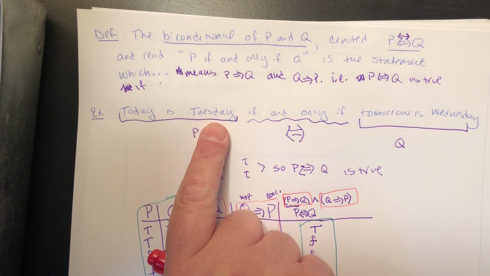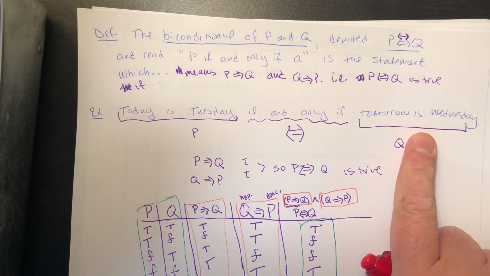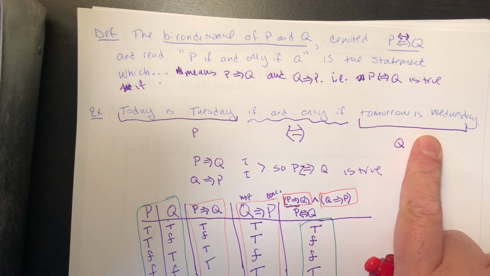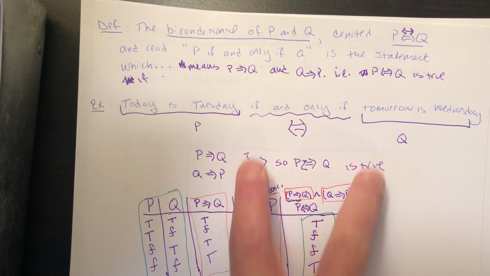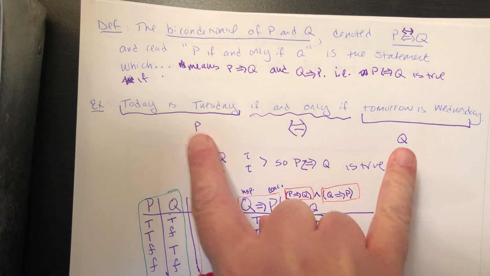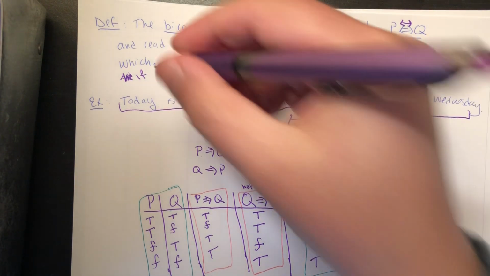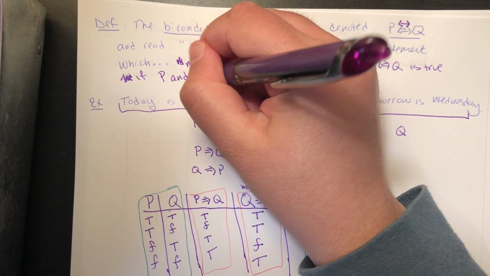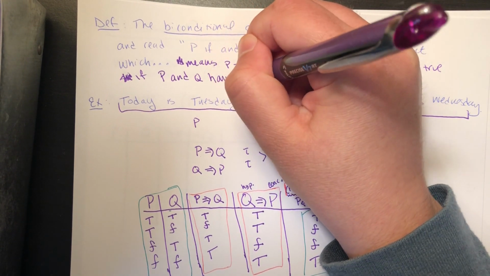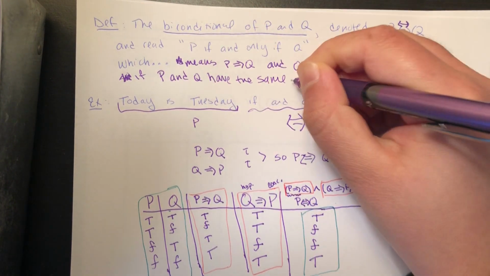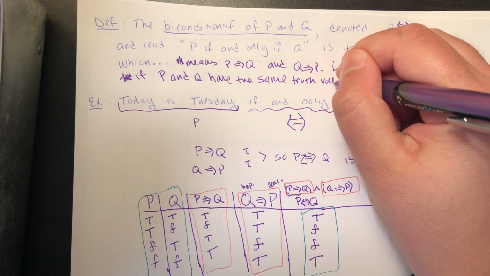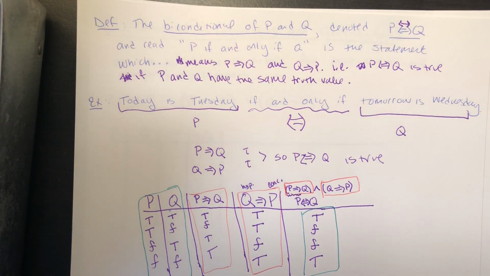today is Tuesday is a false statement. Tomorrow is Wednesday is also a false statement because today is Saturday and tomorrow is Sunday. So this P if and only if Q is true when both parts of it were false. But it's also true when both P and Q are true. And so we can say that a biconditional statement is one that's true if P and Q have the same truth value as each other. If they have different truth values as each other, then the if and only if statement would be false.